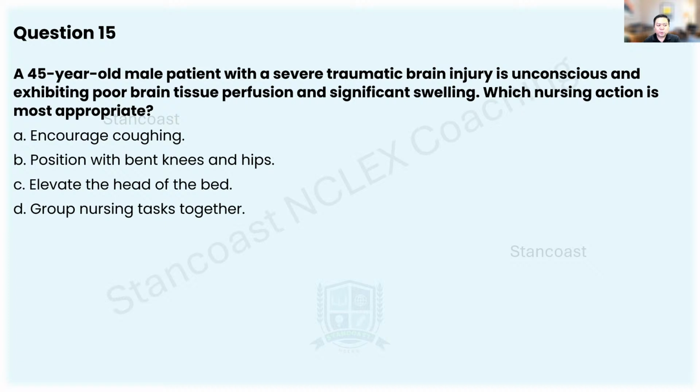Your patient, a 45-year-old male, severe TBI, unconscious, exhibiting poor brain tissue perfusion, significant swelling. Which nursing action is most appropriate? Will you encourage coughing? Will you position the patient with bent knees and hips? Will you elevate the head of the bed? And will you group your nursing tasks together?